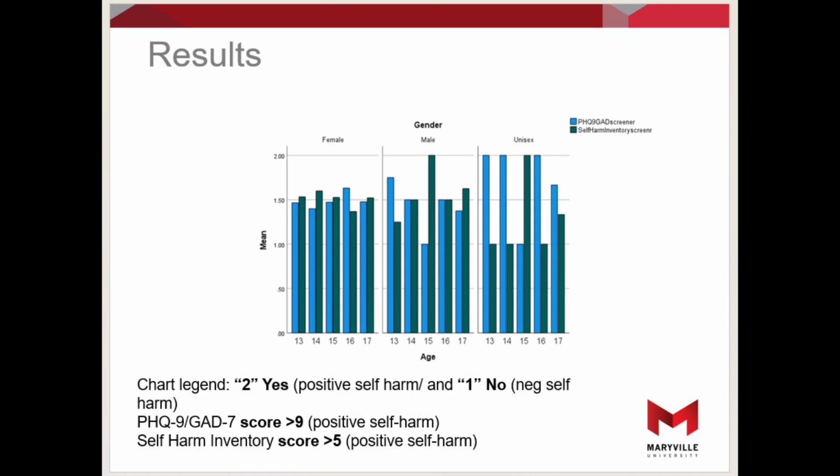And so here's the chart that I used. And like I mentioned on the legend, there are 2 on that y-axis, which goes from 0 to 2. 2 is for yes, reported positive harm, and 1 is for no, no self-harm. And then I went on to explain again how I got the positive: if the PHQ-9 or GAD-7 scored higher than a 9, they were positive for self-harm, and if the self-harm inventory scored higher than a 5, they were absolutely positive for self-harm.